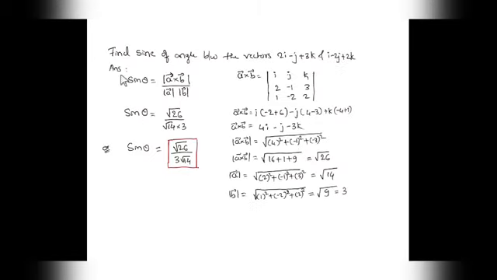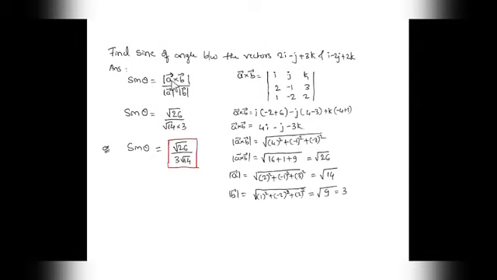We have one more example here. Find sine of angle between the two vectors 2i minus j plus 3k and i minus 2j plus 2k. Here again they have given two vectors. Let's consider these two vectors as vector A and vector B.